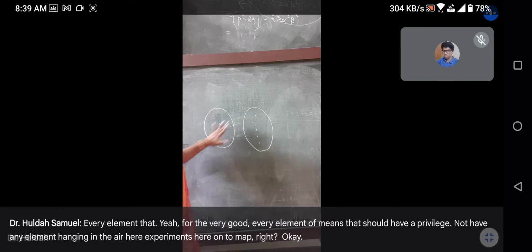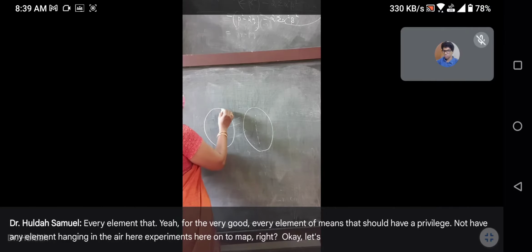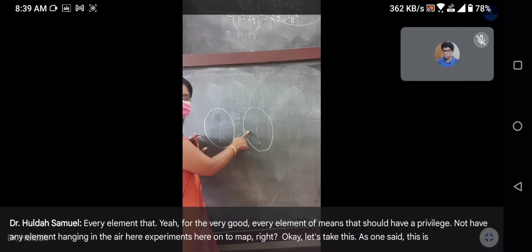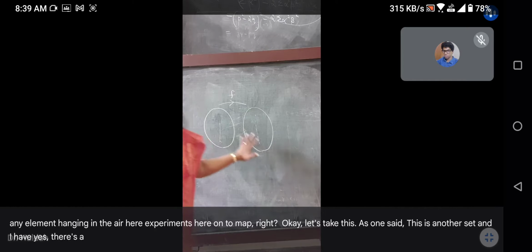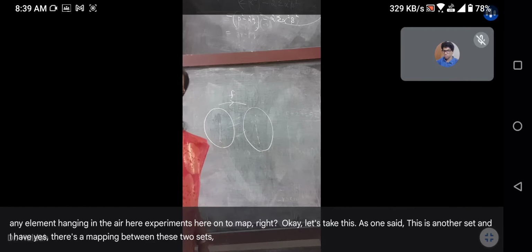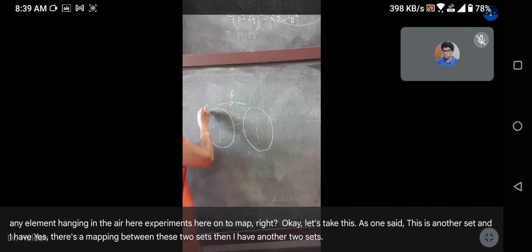Now, let's take this as one set, this is another set, and I have a mapping, say F. F is a mapping between these two sets. Then I have another two sets. Let me call this set as X, this set as Y.